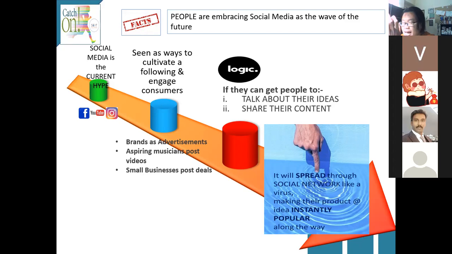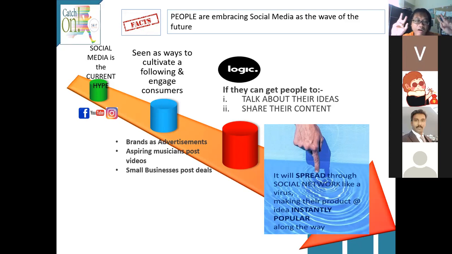Businesses view Facebook, YouTube, Twitter, Instagram as ways to cultivate a following and to engage their consumers. For example, you've got brands putting up advertisements, and especially with the youngsters now, they want to be a singer or a musician. They post their videos online, videos of them singing, things like that. And then people start a business.